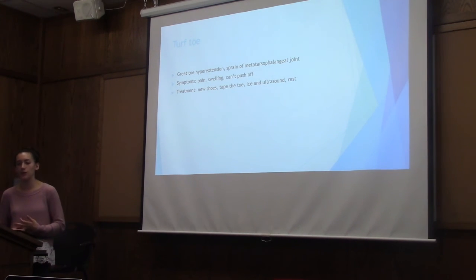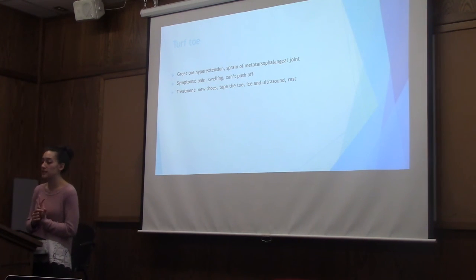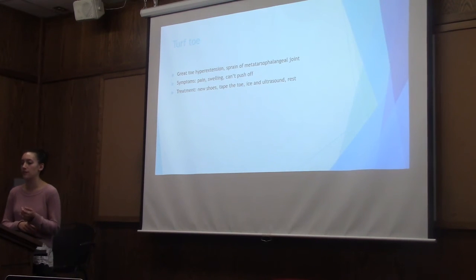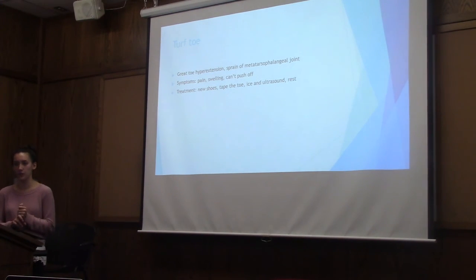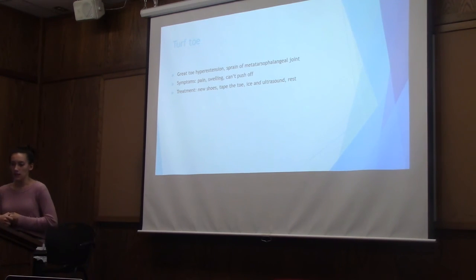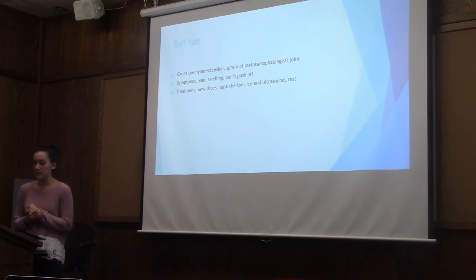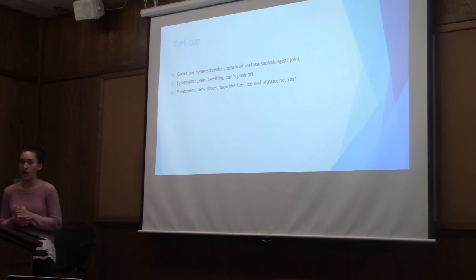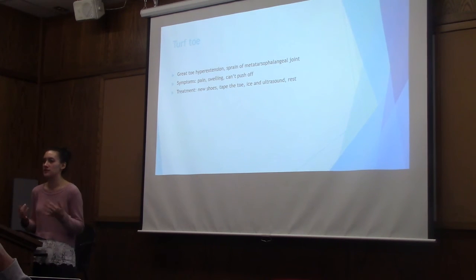Okay, turf toe. This is great toe hyperextension, and it's a sprain of the metatarsophalangeal joint, so just between the metatarsal and the first phalange. Symptoms are going to be pain, swelling, and you can't push off, obviously, because that joint is injured. Treatment, get new shoes. That's what it says in the book.